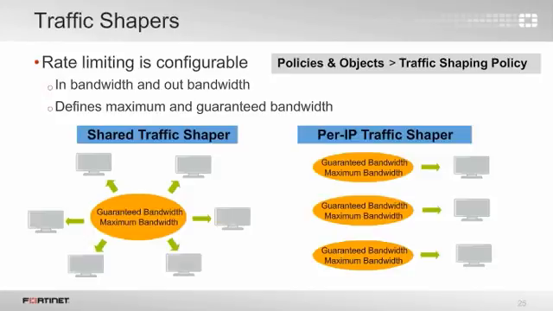In FortiOS 5.4, traffic shaping policies are created separately on the Traffic Shaping Policy page. FortiGate allows you to create three types of traffic shaping policies. Shared policy shaping, which is bandwidth management of security policies. Per IP shaping, which is bandwidth management of user IP addresses. And application control shaping, which is bandwidth management by application.